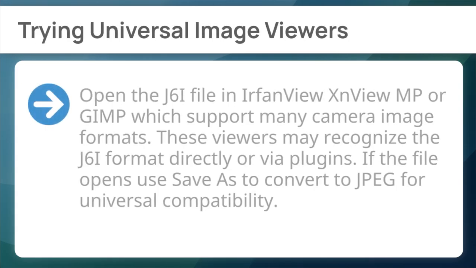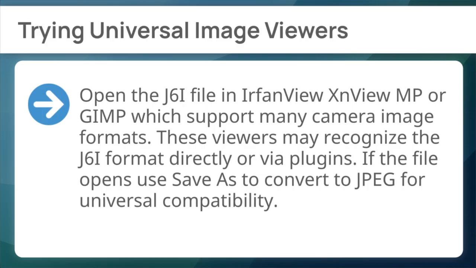Next, trying universal image viewers. Open the J6I file in IrfanView, XnView MP, or GIMP, which support many camera image formats. These viewers may recognize the J6I format directly or via plugins. If the file opens, use Save As to convert to JPEG for universal compatibility.